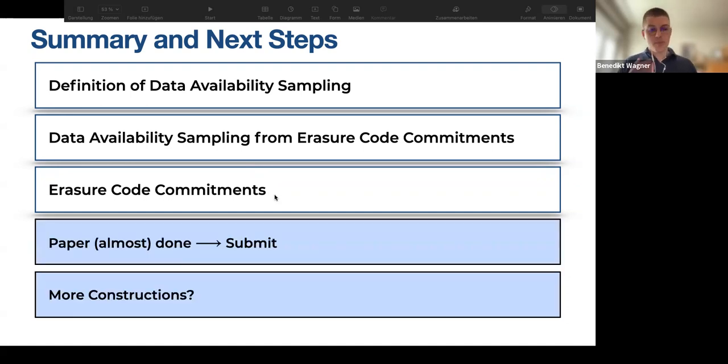Okay, and the next steps, well, we want to finish this paper. So the technical part is done. It's more about writing the intro and texts and things like that. And then in the beginning of May, we want to submit it. And then we want to look at more constructions. For example, this FRI-based construction would be interesting to see if we can improve what we have so far. So yeah, with that, thank you for your attention.